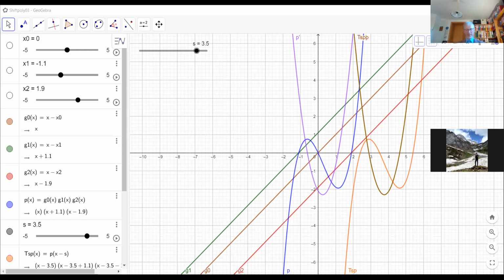Now, the nice thing is that we can say p of x, or I will try to do it directly. P is just g0 times g1 times g2. That's actually very nice, because what you can see here is a kind of use of mathematical terminology. So my input was just P equals G0, space, meaning multiplying, times G1 multiplied with G2. But GeoGebra understands this as a pointwise product with brackets.